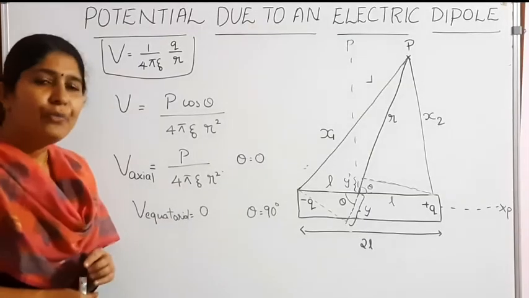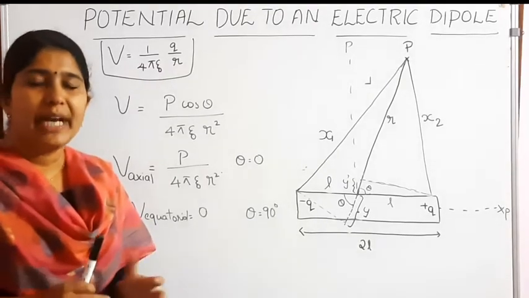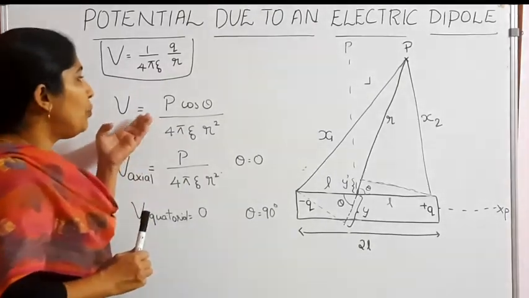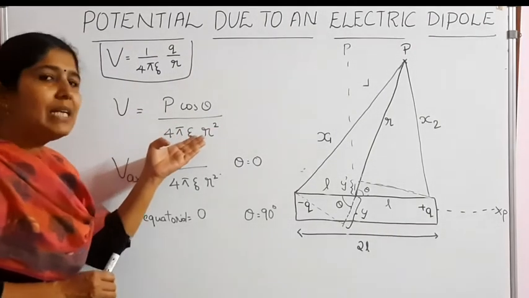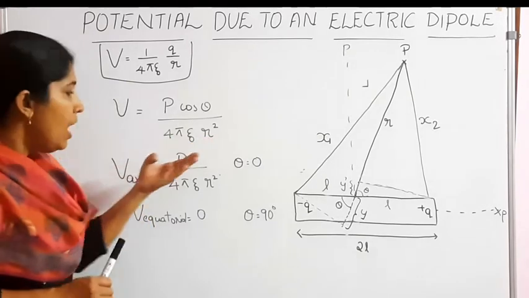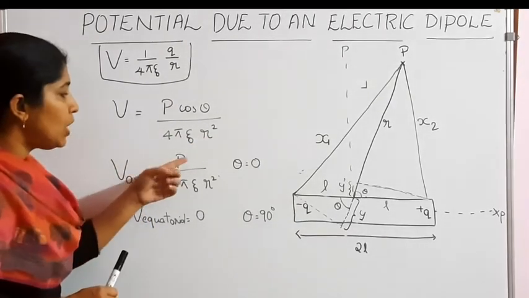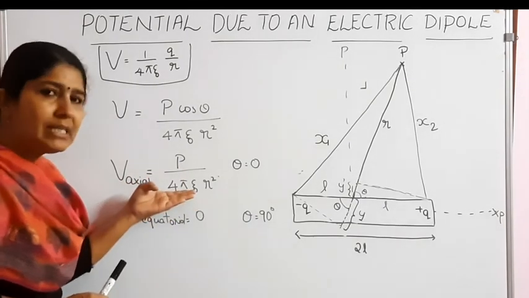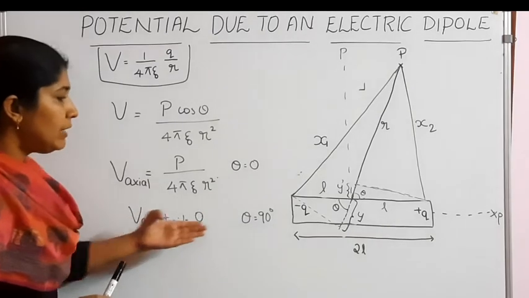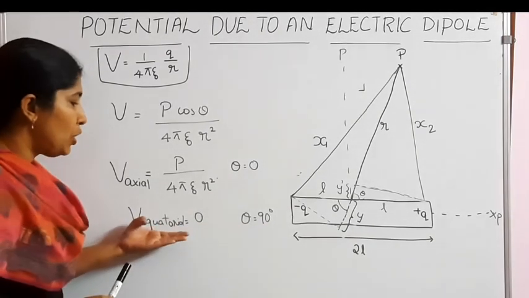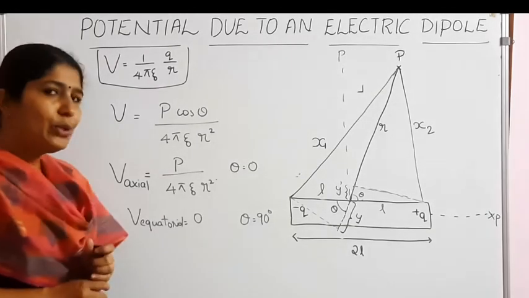From this class, we studied about the potential due to a dipole. The general equation for the potential due to a dipole is p cos theta divided by 4 pi epsilon 0 into r square. What about the potential along the axial line? Along the axial line, it becomes equal to p divided by 4 pi epsilon 0 into r square. And what about the equatorial plane? When theta is equal to 90 degree, V equatorial is equal to 0. That's all about today's portion.